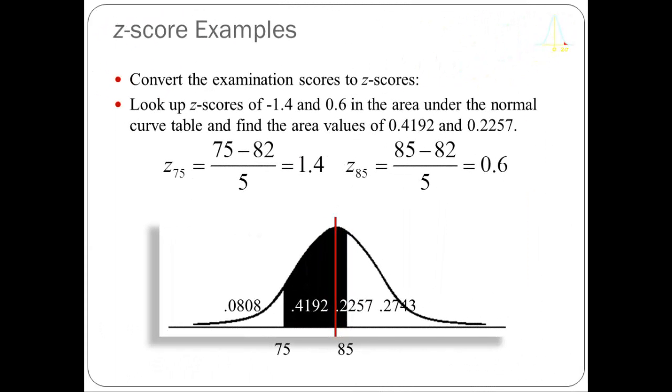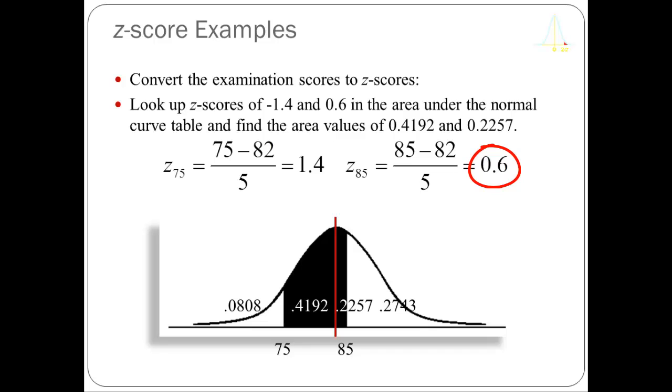So here's the work. Step 1, convert the examination scores to z-scores. Z sub 75 is equal to 75 minus 82 divided by 5, and I get a z-score of 1.4. Notice that I didn't put the minus sign in here. Technically, it's minus 1.4, but my z-table only has positive values, so I just left it as positive, and I'll remember that it's below the mean. My z-score associated with a raw score of 85 is equal to 85 minus 82 divided by 5, or 0.6.